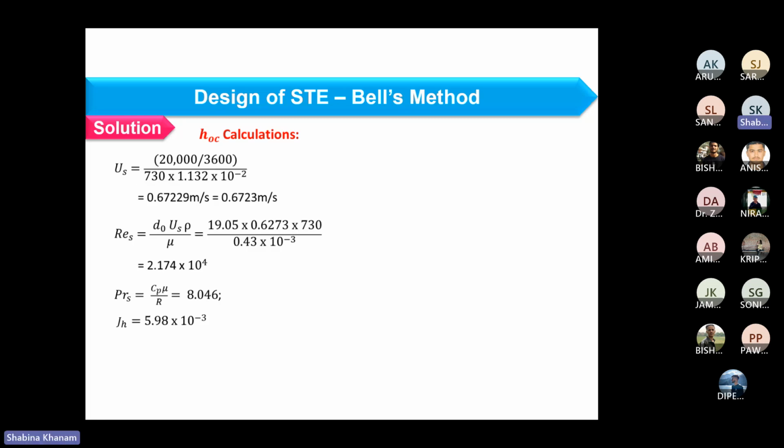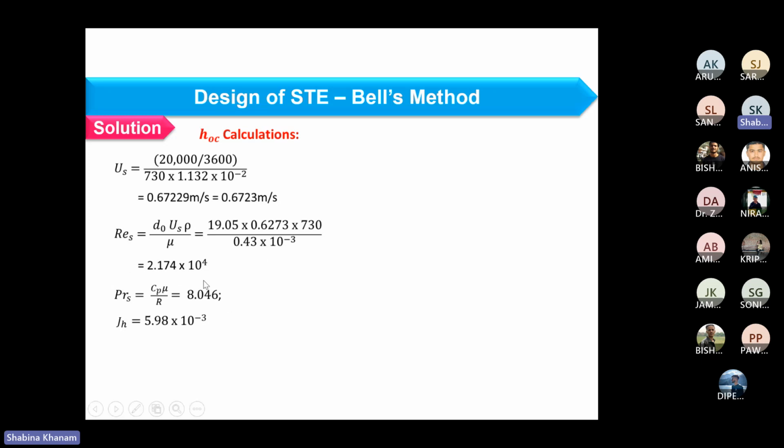Once I have this AS, we can find out the shell side cross flow velocity, with 20,000 kg per hour, which is the flow of kerosene which we have allocated to shell side. Reynolds number you can find out once you have this US, and for that Reynolds number we consider DO instead of DE, because we are considering the ideal tube bank. Ideal tube bank means one tube's flow will not hinder other tubes' flow, so instead of DE we are considering the OD of the tube.